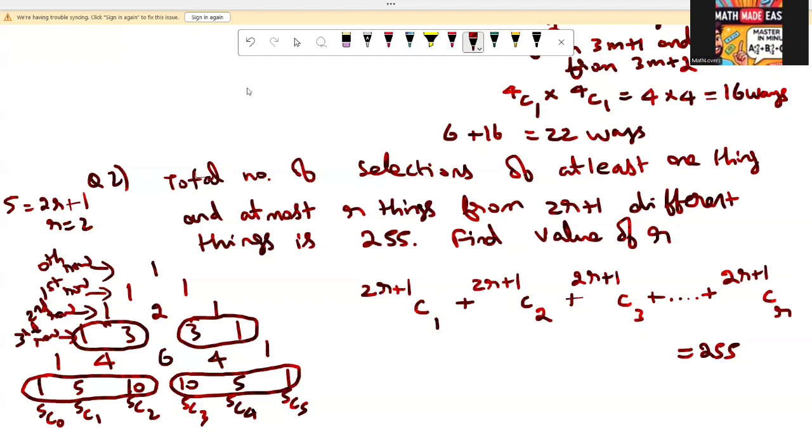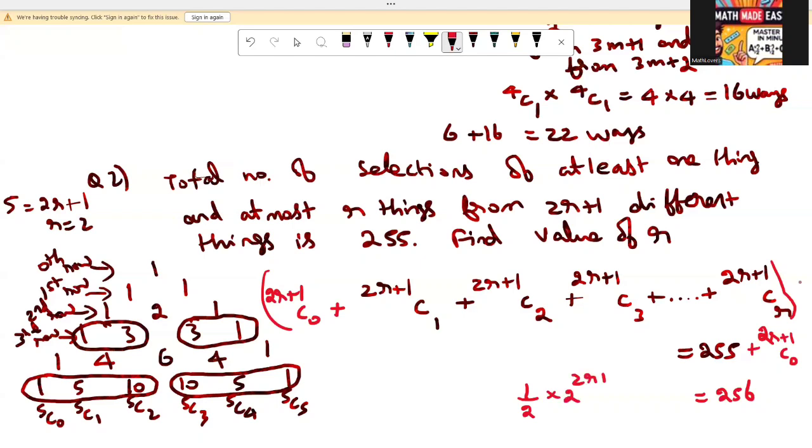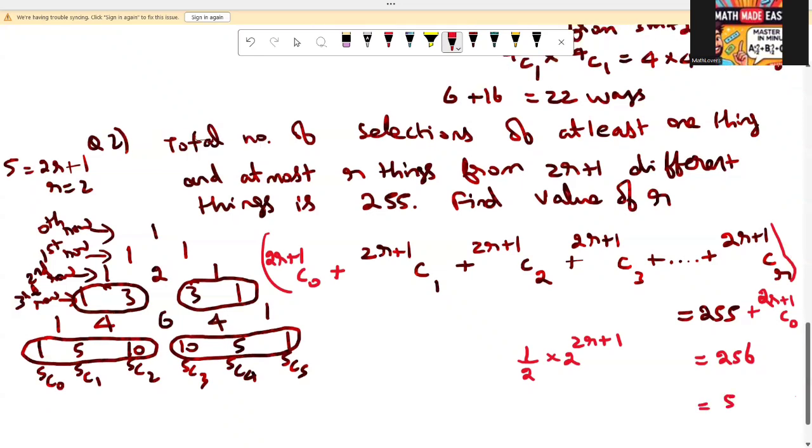As I already told you, we are just missing the 2r plus 1 C0 term. So I wish to add that. I'm going to add the 2r plus 1 C0 term to both sides of the equation. Its value will be just 1, so 255 plus 1 will make it 256. And since this is going to be half of that particular row, the result will be half of 2 raised to the power of that row number, 2 to the power of 2r plus 1. So if we multiply this by 2, that side will become 512. So 2 power 2r plus 1 is 512.